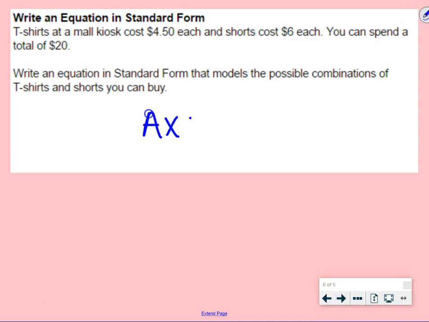So, standard form, ax plus by equals c. Here's multiplication, and here's multiplication. Your keywords for multiplication are each. Each. That means we're multiplying $6 times the number of shorts we get, which we don't know, and $4.50 times the number of t-shirts we get, which we also don't know.